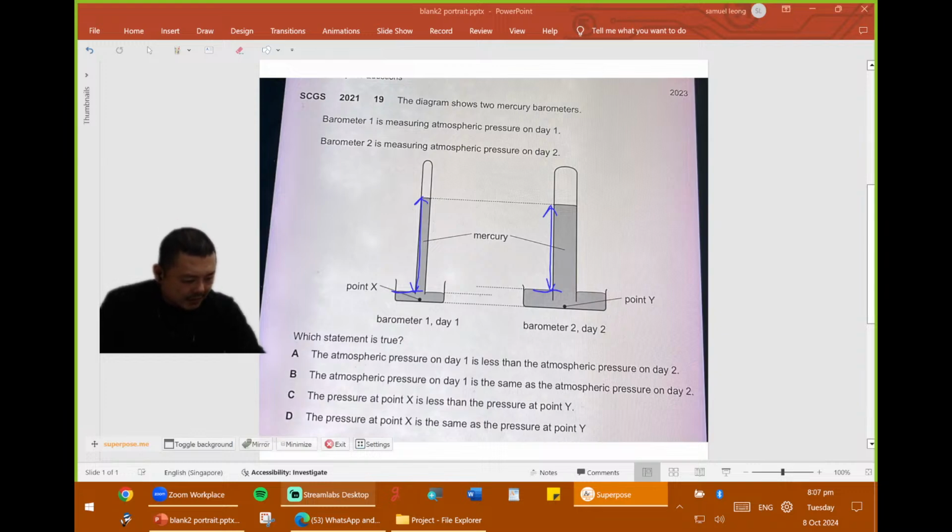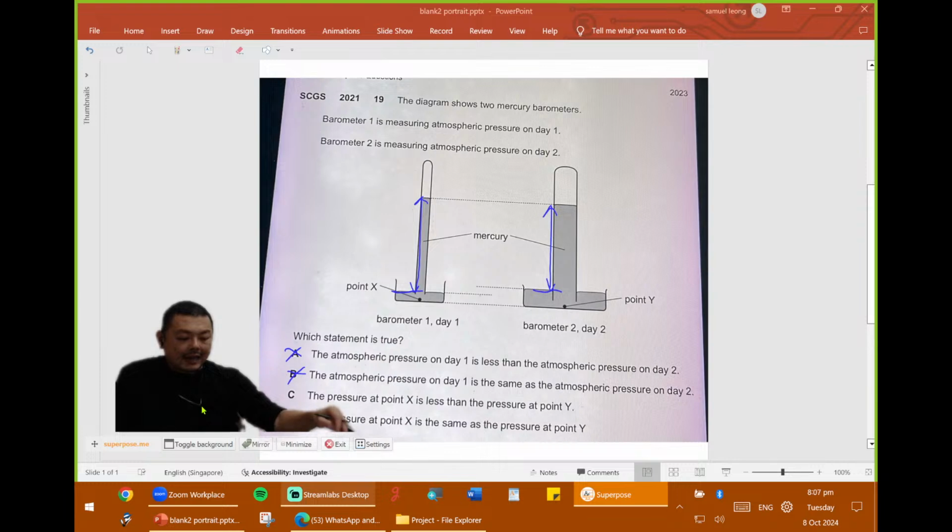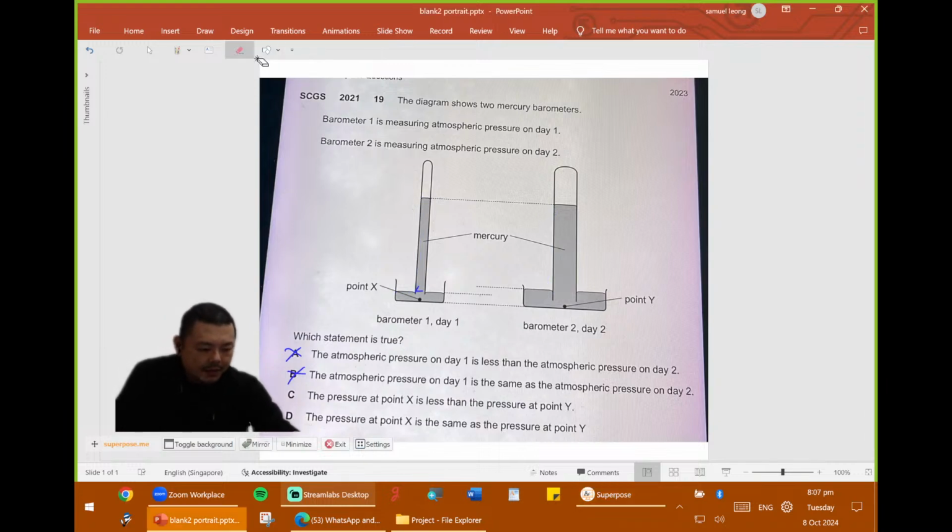Oh, but they don't say, huh? They never said it. So A and B are out, right? So we have to see whether the pressure at point X is less than the pressure at point Y, or D, the pressure at point X has the same pressure as Y. So this is a bit unfair. Obviously the atmospheric pressure is different on both days.